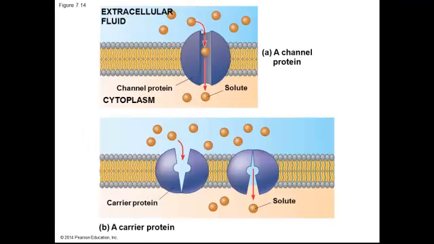Here's an example of a channel protein. Stuff can flow in without any energy. And here's a carrier protein. The molecule that it moves is going to bind to the carrier. The carrier is then going to change shape and it's going to send the solute or the molecule into the cell.